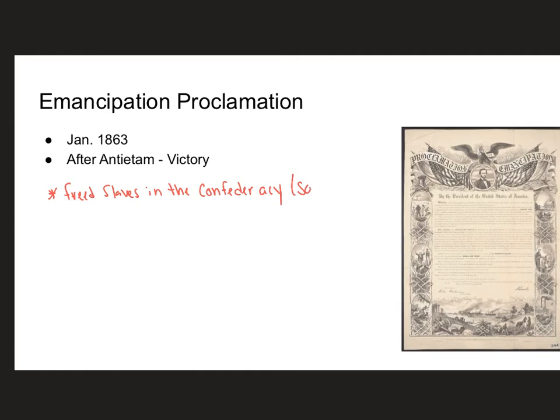So the South, Lincoln didn't have control over the South in January of 1863. They had seceded from the Union. They had their own government. Lincoln couldn't control them. So he freed the slaves in the South where he really couldn't control them, so they were not free. There were still enslaved people in the North. But what he did do with this, and this is why it's so important, is he made the war about slavery.